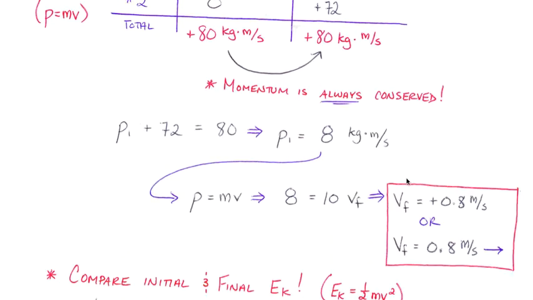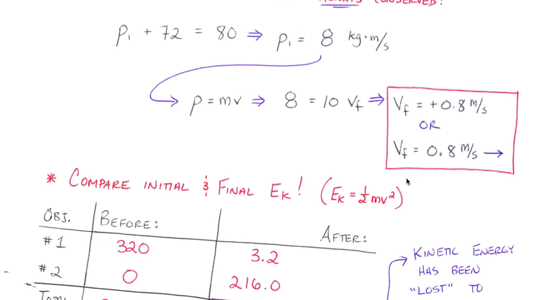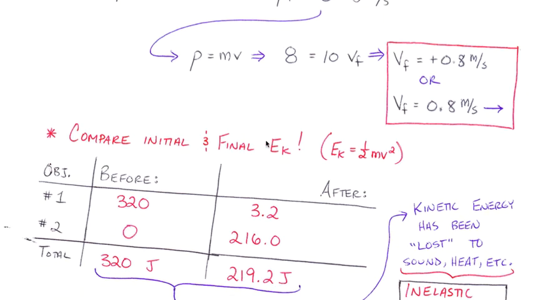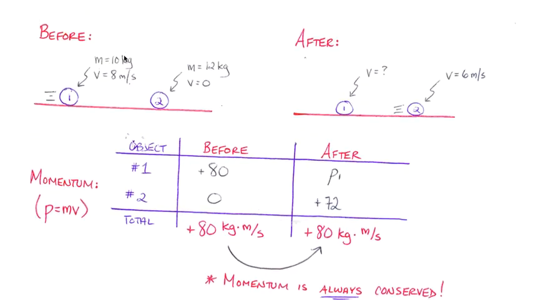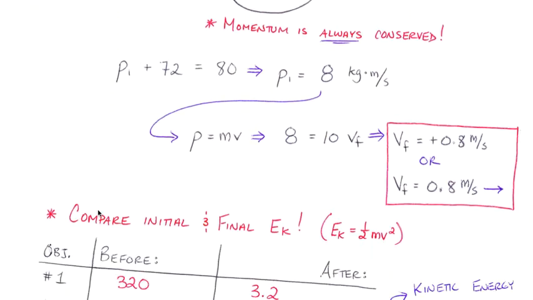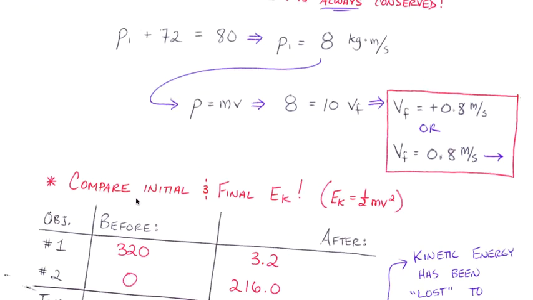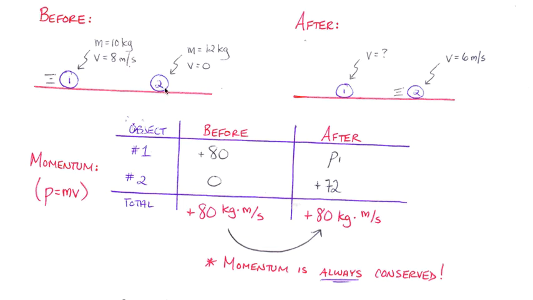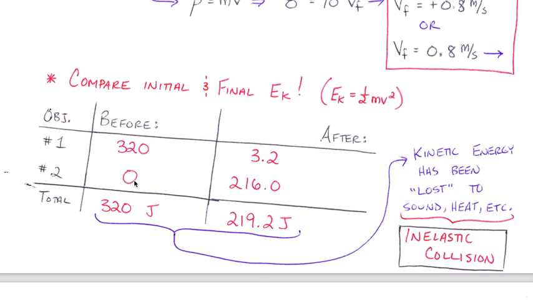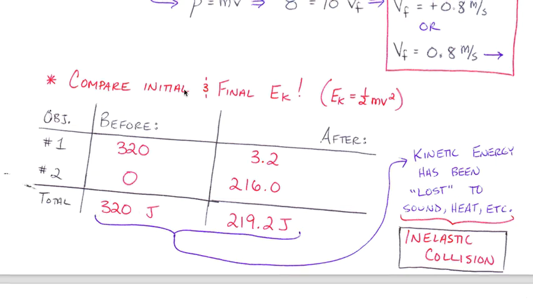Now the last thing we always need to do with these collisions is just compare the initial and the final kinetic energy. This allows us to determine if it's an elastic or inelastic collision. So if the kinetic energy equals 1 half mv squared, I'm going to use the same values from before. So 1 half times a mass of 10 times a velocity of 8 squared will give me 320 joules. Object 2 has no kinetic energy initially because it's not moving. So my initial kinetic energy before is 0. So before this collision, the whole system, both objects, has a kinetic energy of 320 joules.